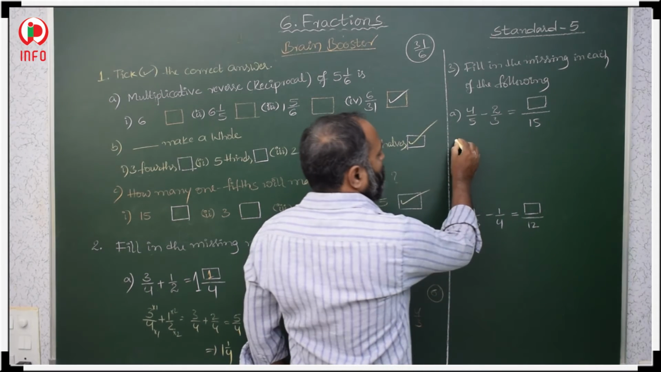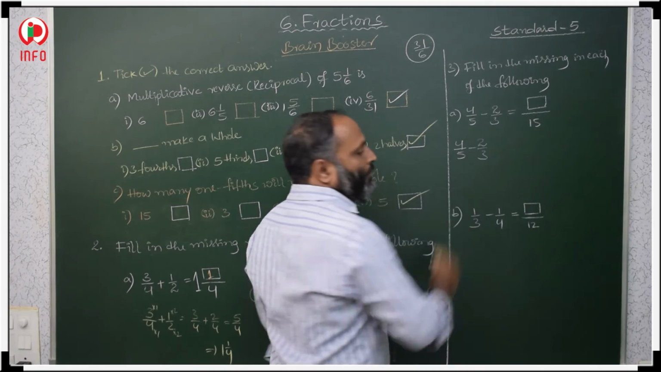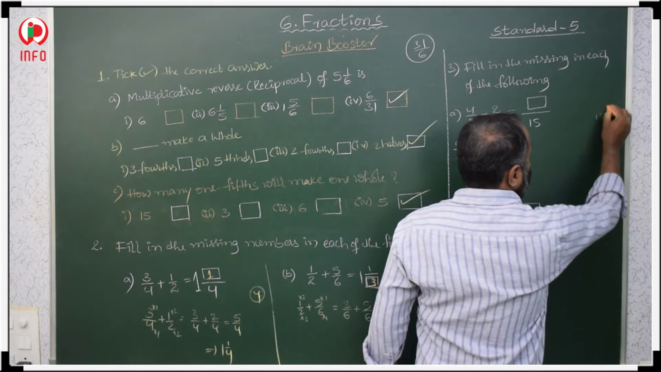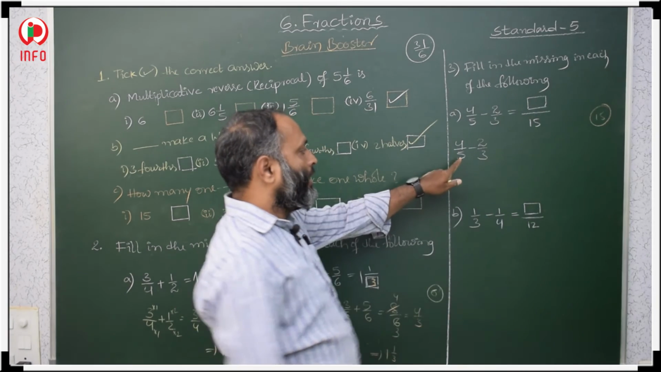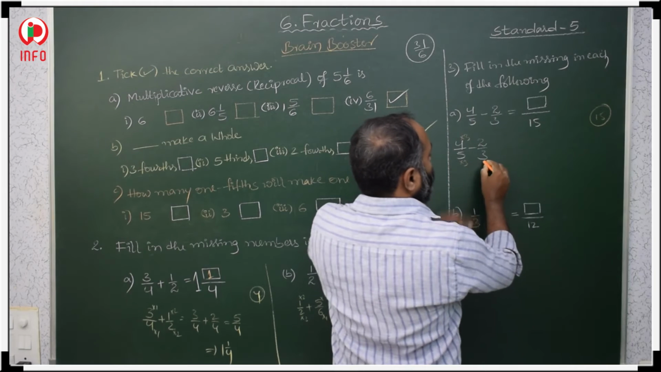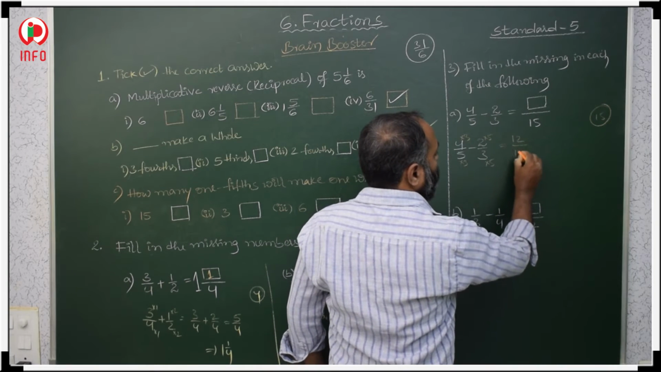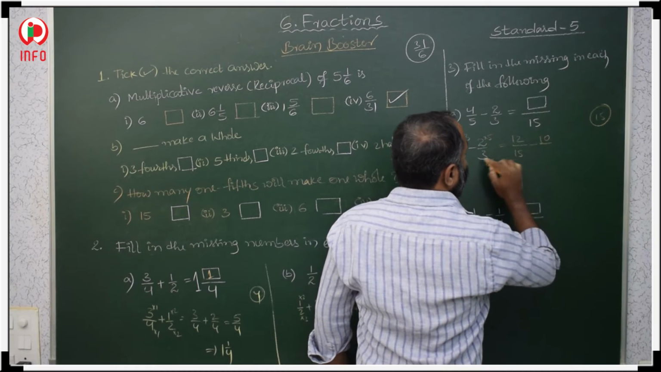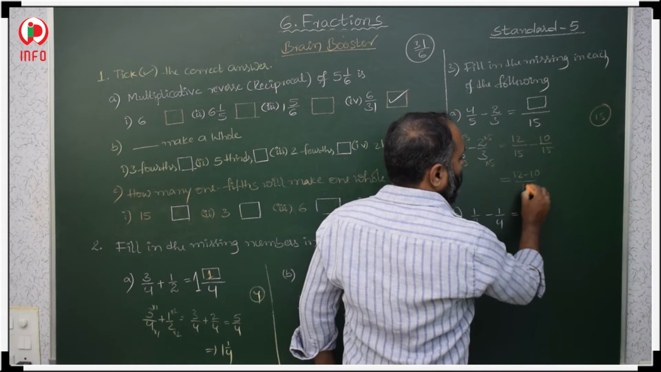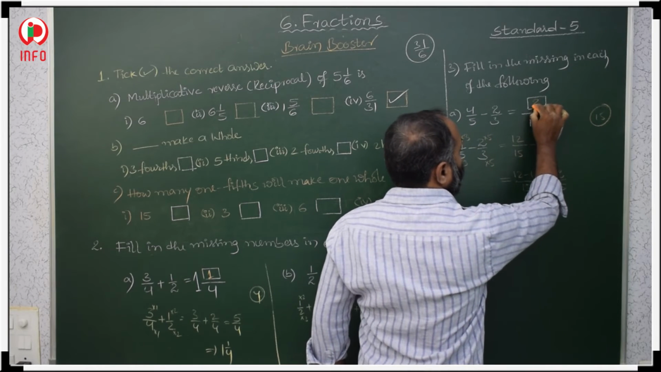So 4 by 5 minus 2 by 3. These two are prime numbers. Prime numbers means the product is the LCM. 5 3s are 15 is the LCM. In 5 table, when will you get 15? 3s are, multiply. In 3 table, when you get 15, 5s are. Now 4 3s are 12 by 5 3s are 15, 2 5s are 10 by 3 5s are 15. Then difference of the numerators, 12 minus 10 by 15, 12 minus 10 is 2, 2 by 15, here 2.